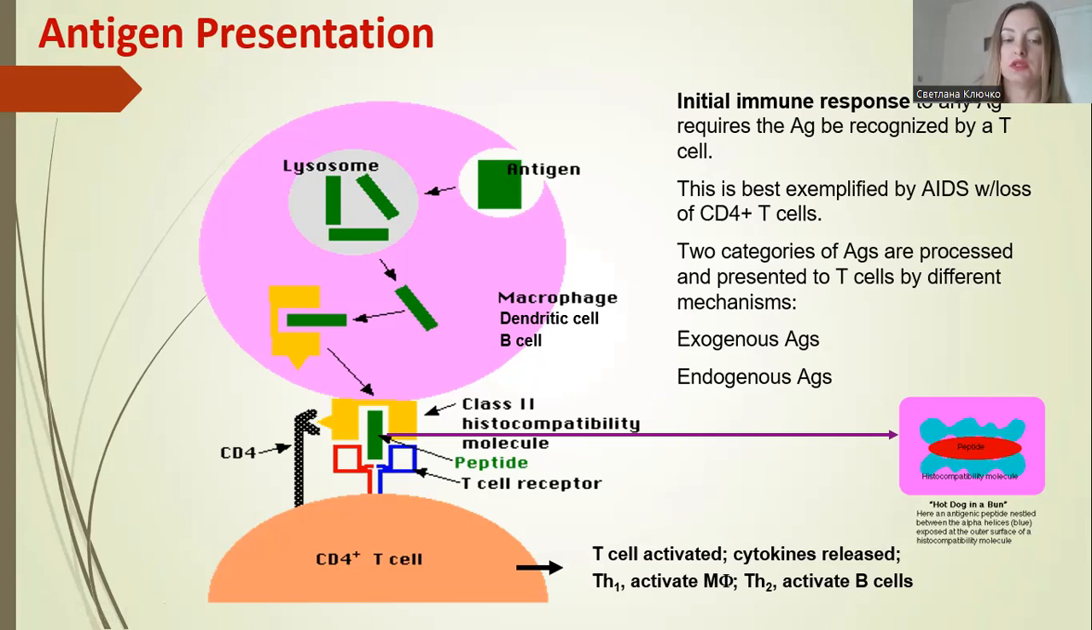After activation of the CD4 positive T cell, cytokines are released, T helper 1 or T helper 2. When the CD4 positive T cell releases T helper 1 cytokines, we have activation of cell-mediated immunity. When releasing T helper 2 cytokines, as a result, B cells and humoral adaptive immunity are activated.